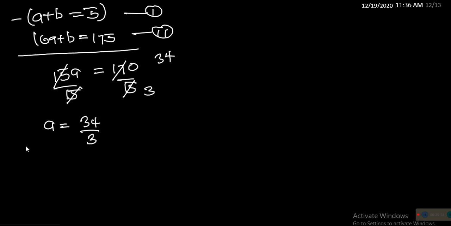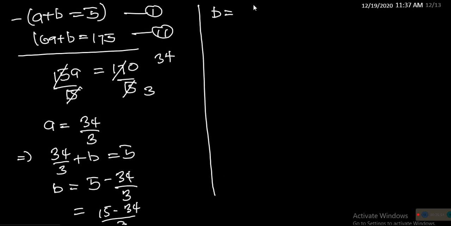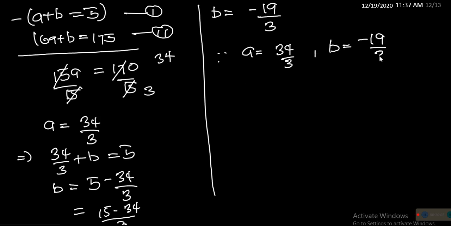Okay, now finding b, substituting into equation 1, we have 34 over 3 plus b equals 5. So b equals 5 minus 34 over 3, and this is 15 minus 34 all over 3, so that b equals 15 minus 34, which is minus 19 over 3. So therefore a equals 34 over 3 and b equals minus 19 over 3. And that solves the problem.